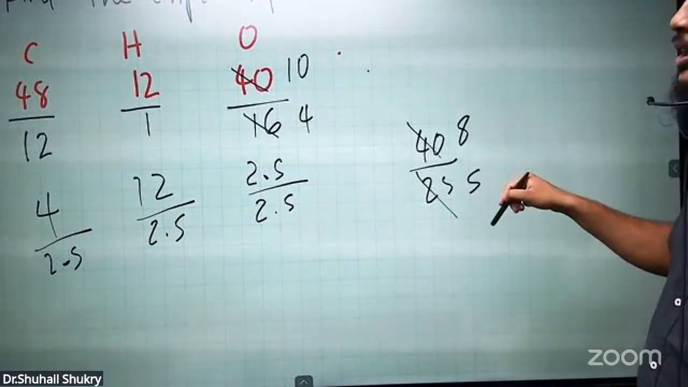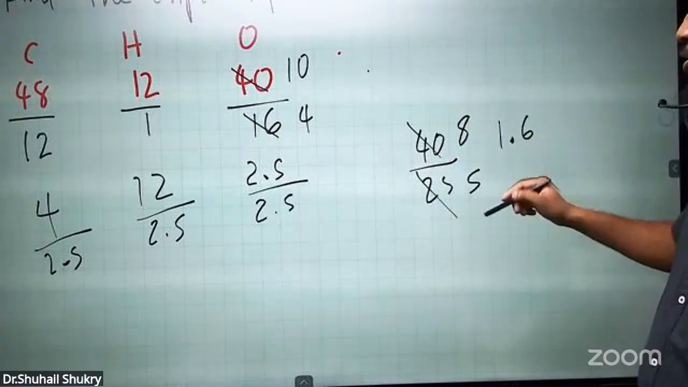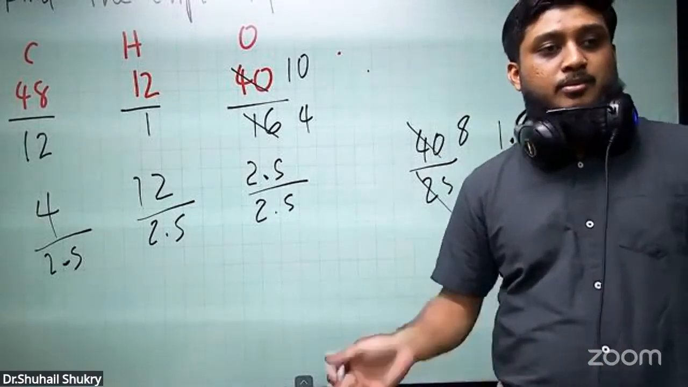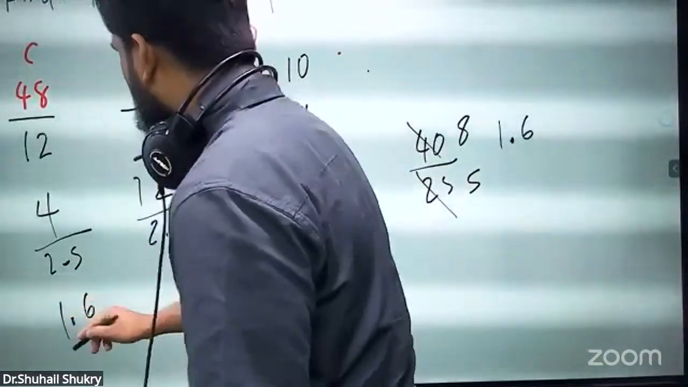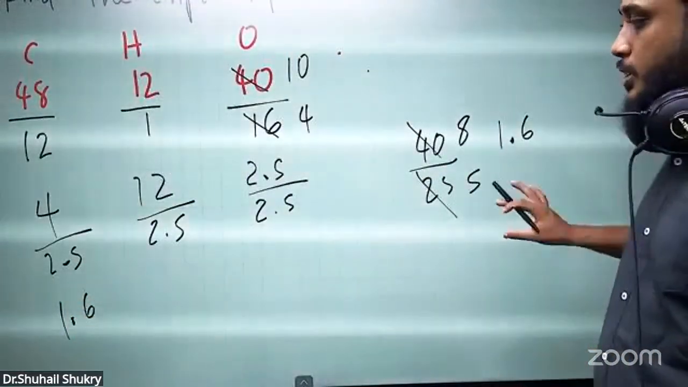You get 5 here. 8 divided by 5, how much? 1.6. You can get this, 1.6. Other one, 12 divided by 2.5.